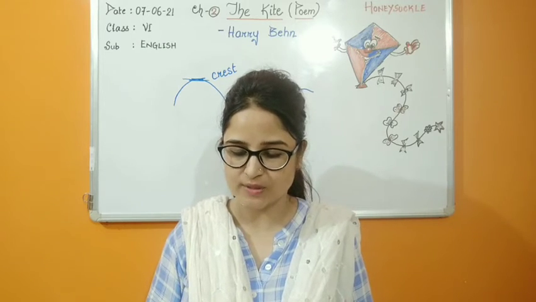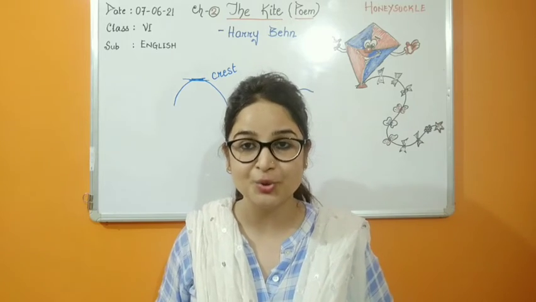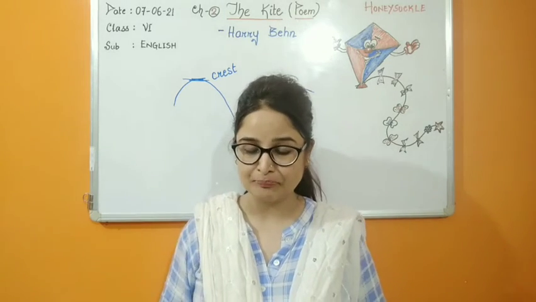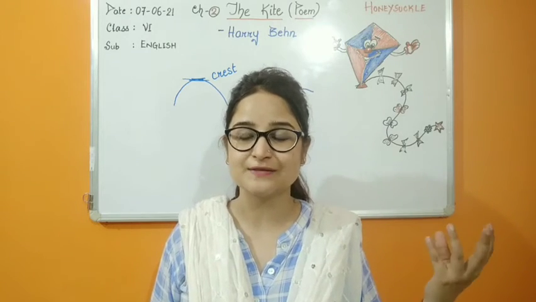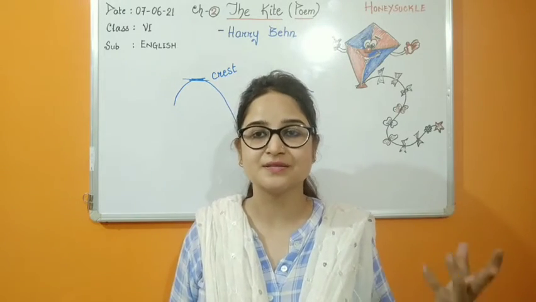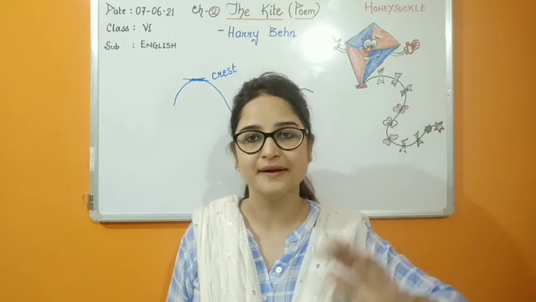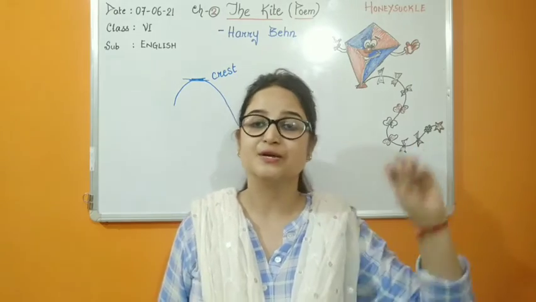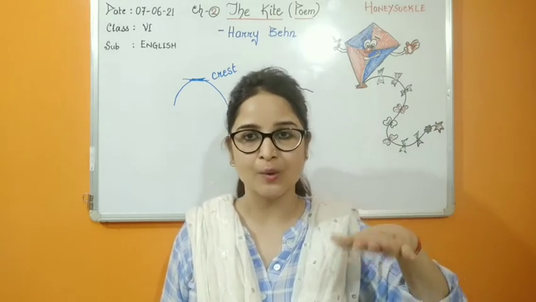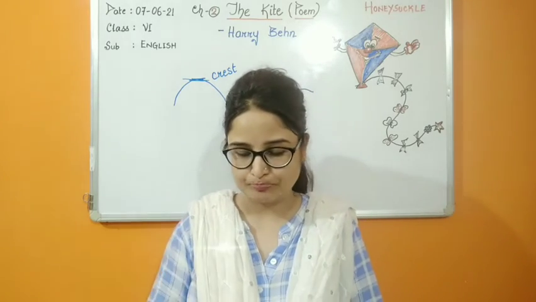When string goes slack, you wind it back. Now what happens? Who is you here? You is the flyer. Because the wind has fallen, because the wind speed has decreased, the kite is trying to come down now. It won't rise anymore. It won't go higher. It will just slow down and start coming down.